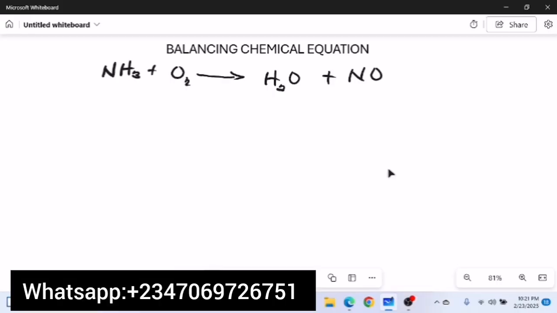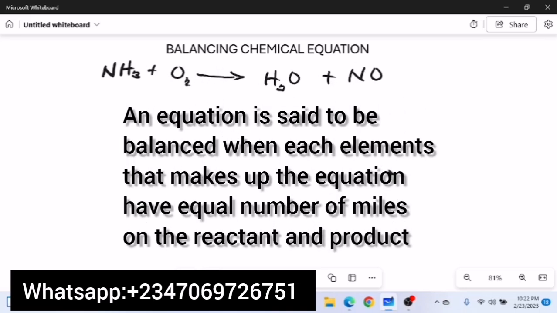So in this video, I'll be showing you how to balance a chemical equation, and we're going to be balancing about 4 chemical equations in this video, starting with this simple one. Now, an equation is said to be balanced when each of the elements that makes up the equation have equal number of moles on the reactants and on the product.